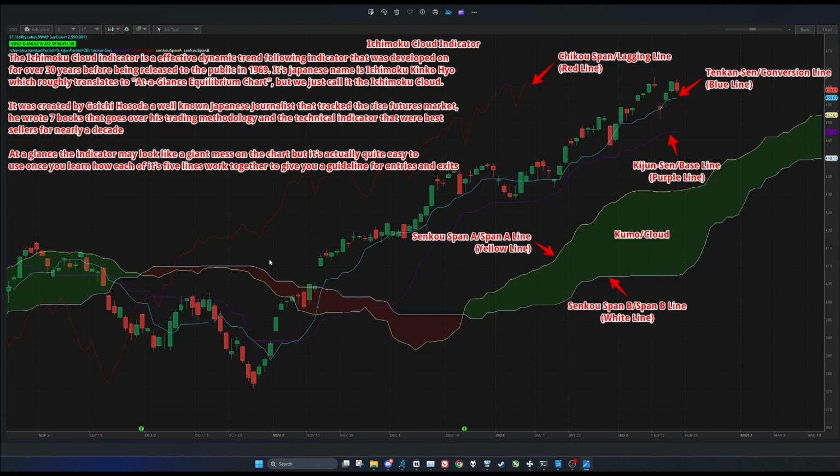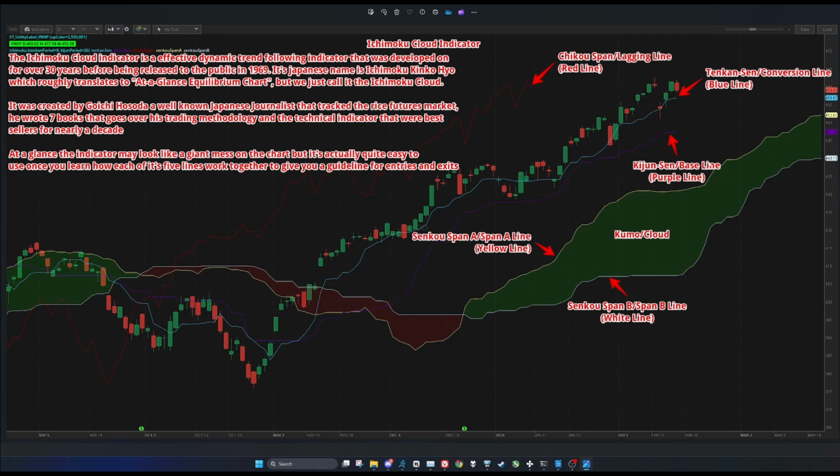At a glance, it probably looks a little bit complicated because there are a lot of lines and you don't know what they're all there for or how to read the chart, but it's actually really simple once you learn how to use it. We've got 5 different lines. The first is the Tenkan-sen conversion line, which is this blue line here. Tenkan-sen is the Japanese name, conversion line is the English name.